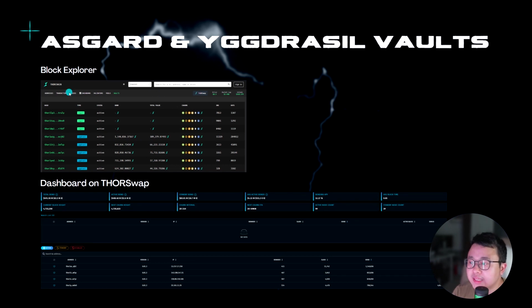So here we can see the Asgard and the Yggdrasil Vault, and you can see that each vault contains multiple liquidity pools. The vaults are there to decentralize the liquidity pool or the asset, so that not all assets are within just one vault. You can see that there are multiple vaults being created.